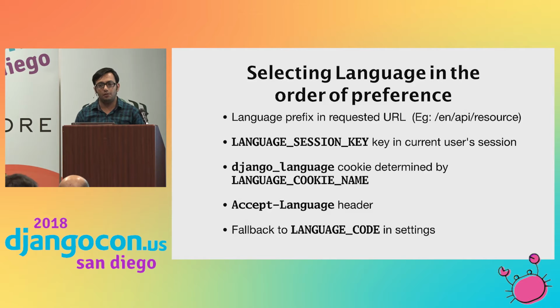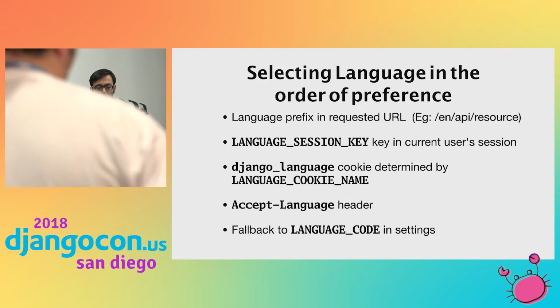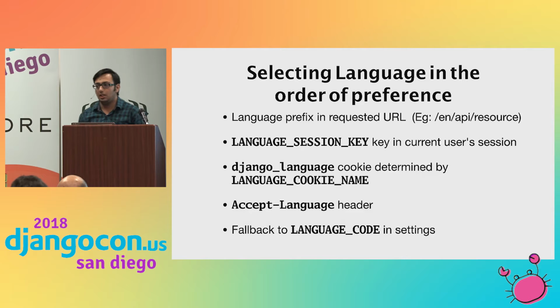So for example, if your URL is /en/api/resource, en stands for the language code. And this is only performed when you're using the i18n_patterns function in your root URLconf. Failing that, it looks for the language session key in the current user session. Failing that, it looks for a cookie. The name of the cookie used is set by the LANGUAGE_COOKIE_NAME setting. The default name is django_language.